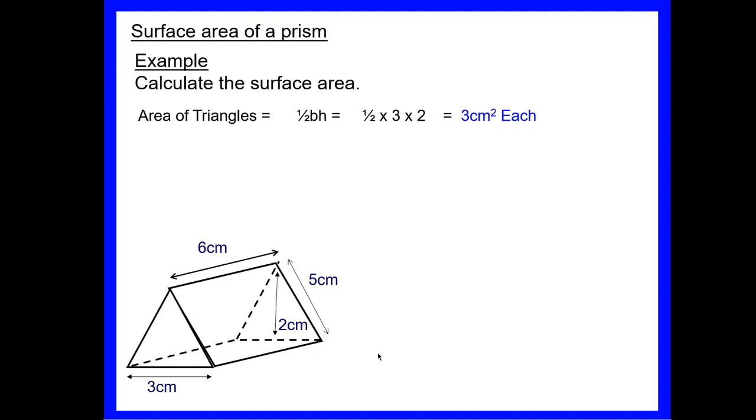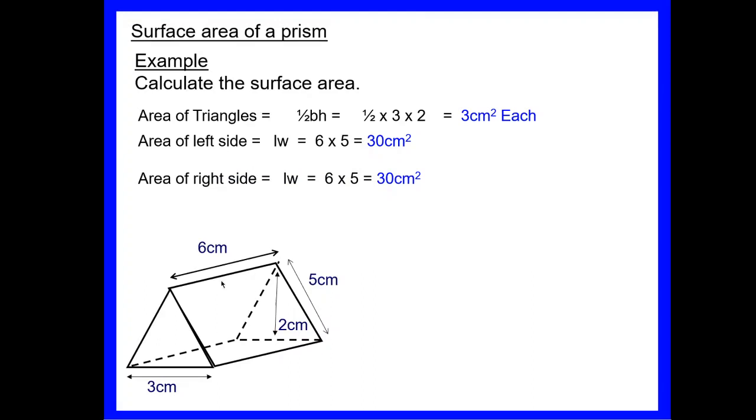Okay, now we need to do the sloped side. So that's these sides here. So we've got the left side, which is this one at the back over here. And we can see it's a rectangle and it is 6. And that's why we need this diagonal number. So it is 6 by 5. So 6 times 5 is 30 centimeters squared. Now we're going to do the right side. So the right side is also 6 by 5, so 30 centimeters squared.